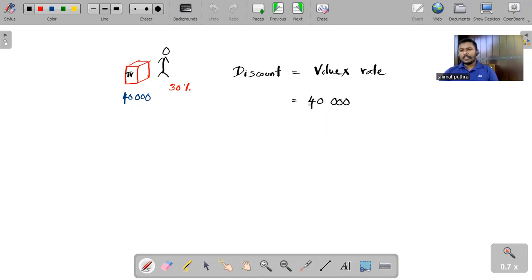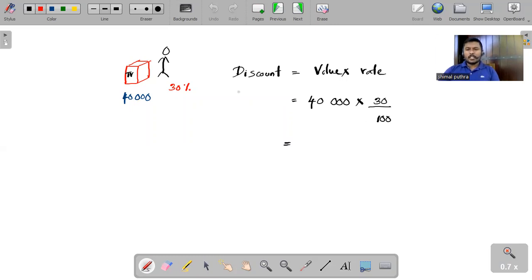Not the value, that means the price it has been mentioned. We can't say it is value. The price, it is mentioned in the showroom. It is 40,000. So from the 40,000, it will reduce 30%. That means 30 over 100.